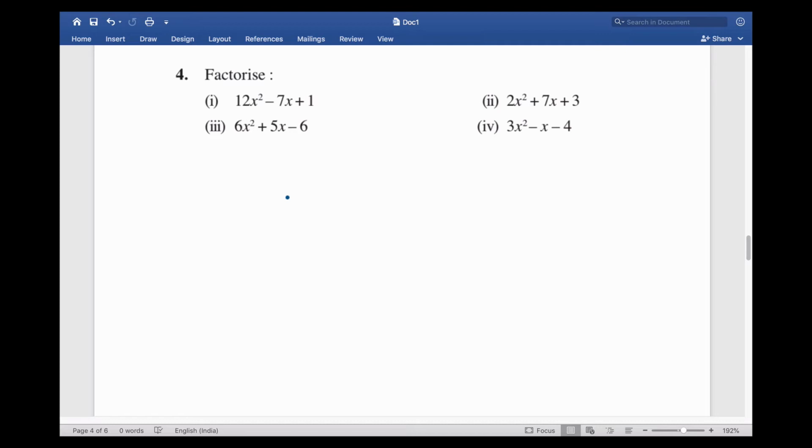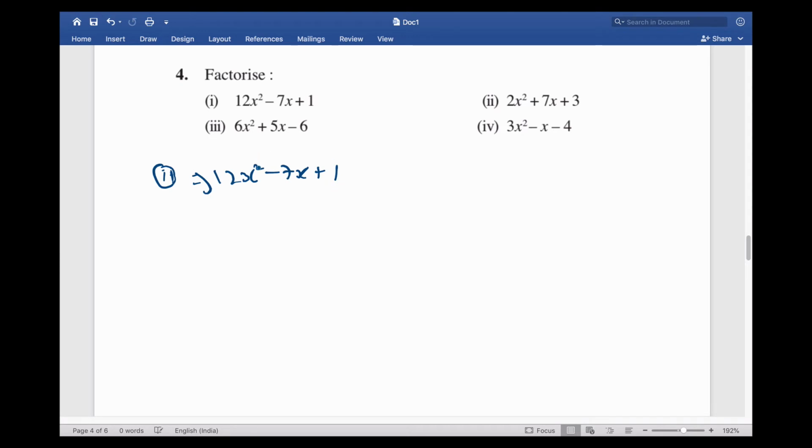This question says factorize. We have already learned factorization in class 8 by splitting the middle term. Let's try the first part. So we have 12x square minus 7x plus 1. It is in the correct order.